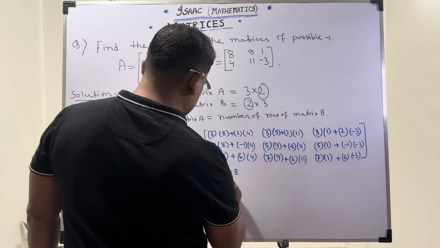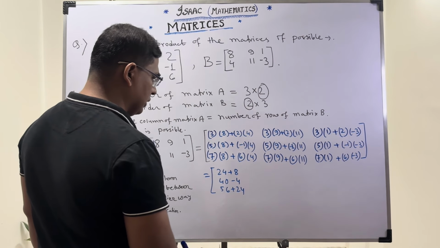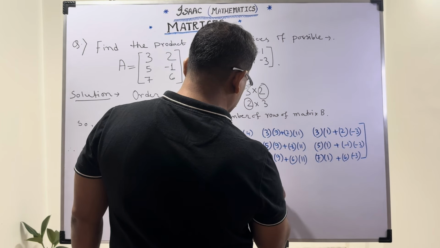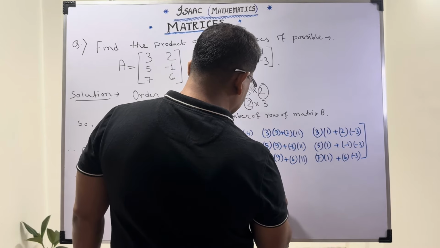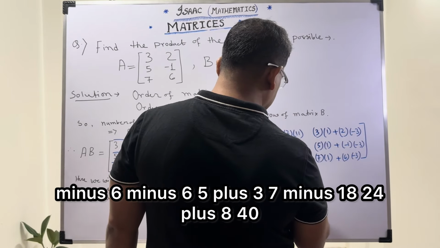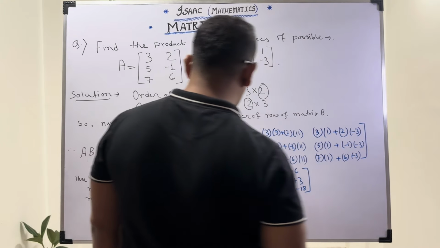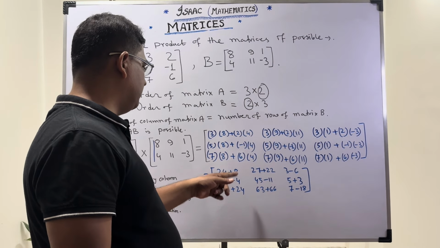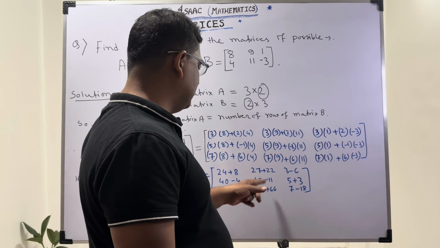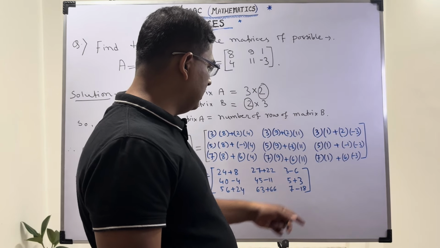24 plus 8. 40 minus 4. 56 plus 24. 27 plus 22. 45 minus 11. 63 plus 66. 3 minus 6. 5 plus 3. 7 minus 18.